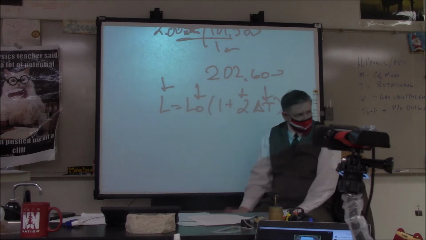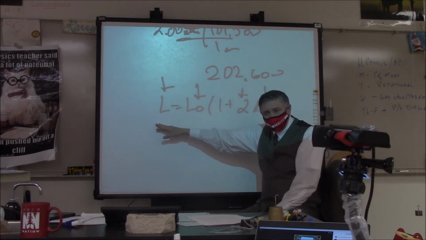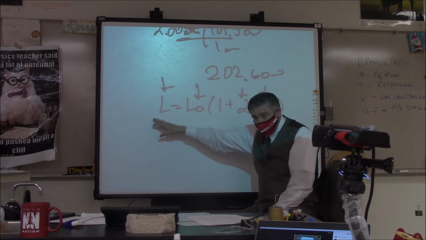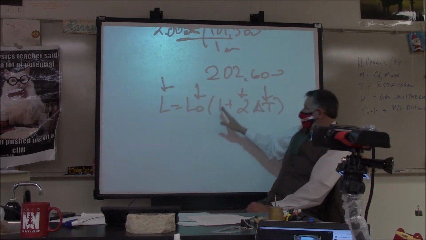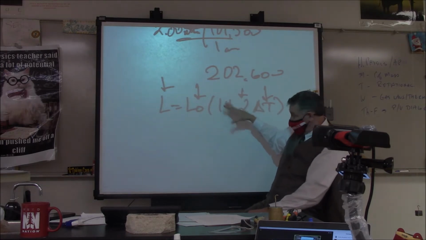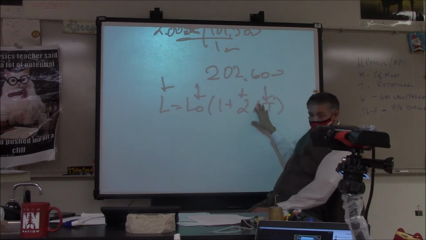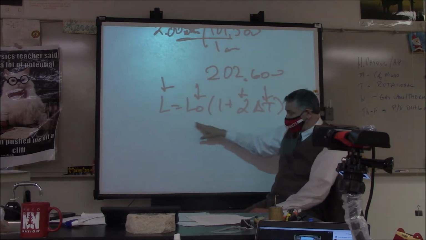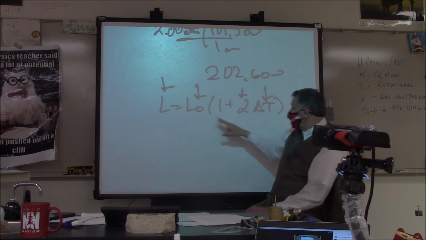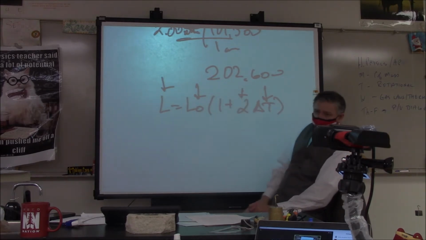So this is all about the sequence. You need to divide by L naught. Get this over here, divide by L naught. That leaves you 1 plus alpha delta T. Then this is what I would do. Now imagine I've got this by itself. So I would subtract 1, and then I would divide by delta T, and then I'm left with alpha.